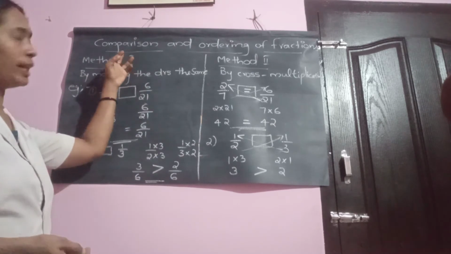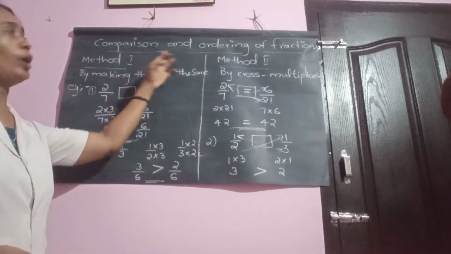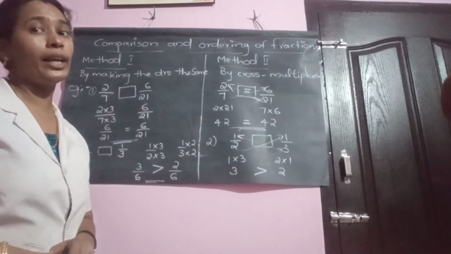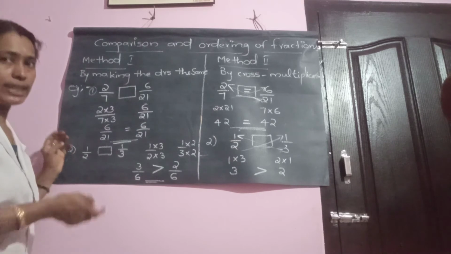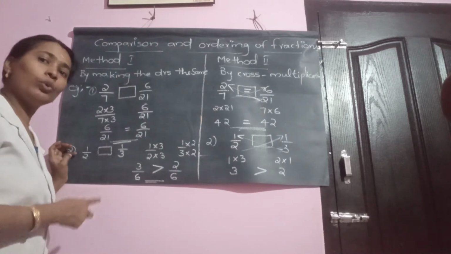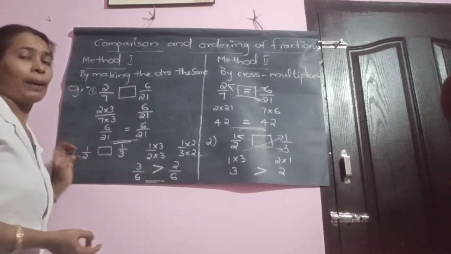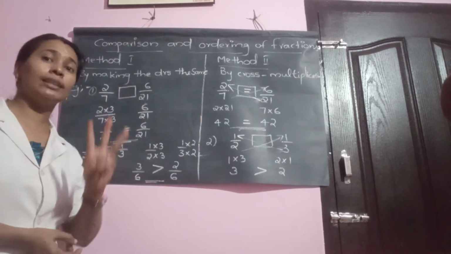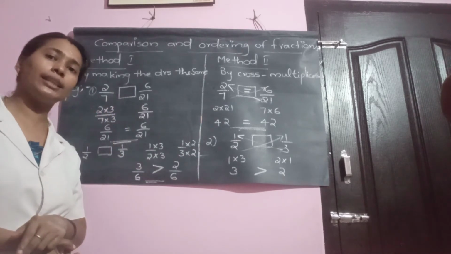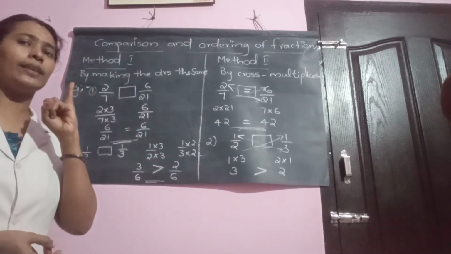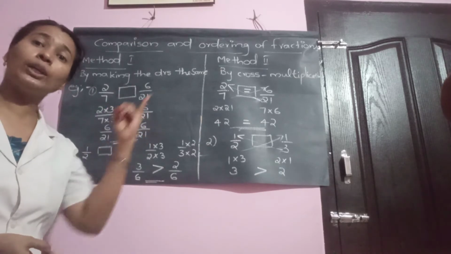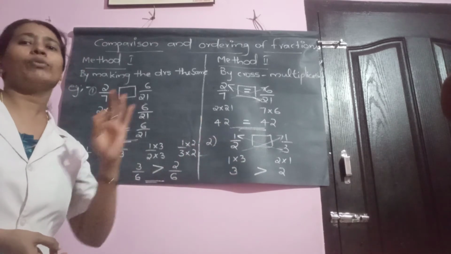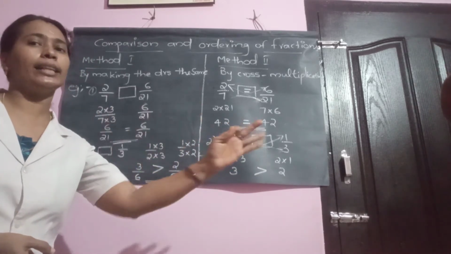Today we are going to study about comparison and ordering of fractions. First we can study how to compare two given fractions. When we are doing comparison of two fractions, there arise three cases. What are the three cases? First, the first fraction is equal to the second one. Second, the first fraction is less than the second one. Third, the first fraction is greater than the second one.